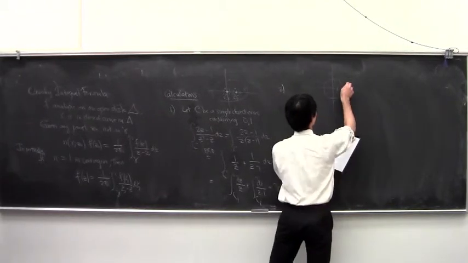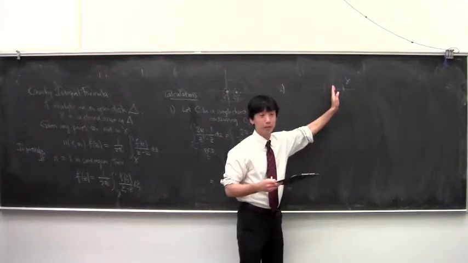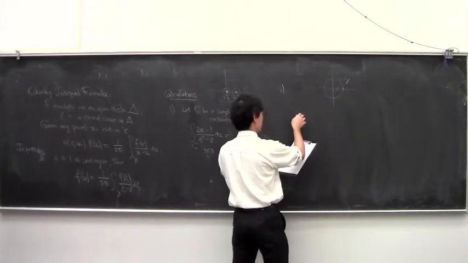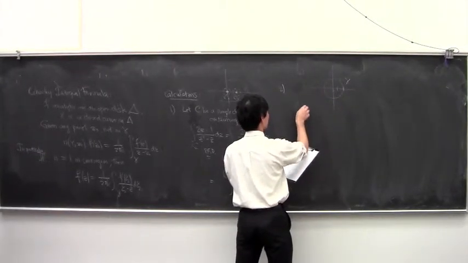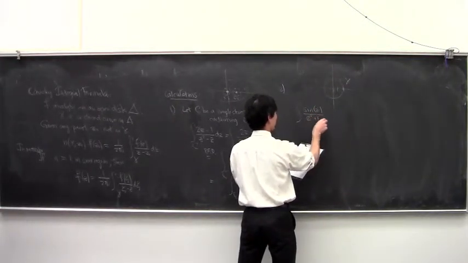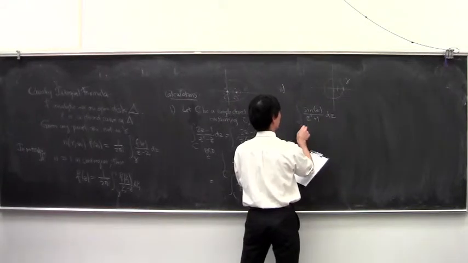Okay, so here's gamma. Gamma is going to be a circle of radius 2 around 0. And somebody says, let's integrate sine z over z squared plus 1 dz over gamma.